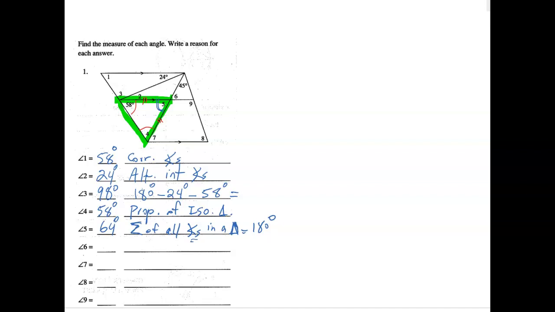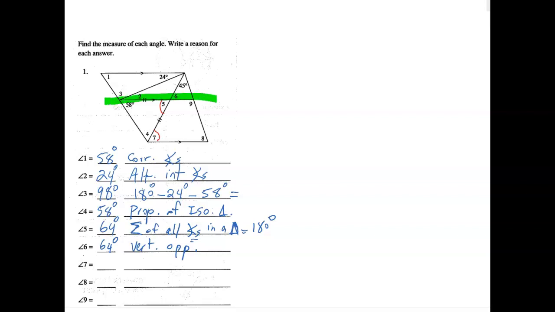Angle 6 basically is vertically opposite to angle 5. That's 64 degrees. So that's vertically opposite angles. They're equal to each other. And once we have that, that's done. Angle 7. So angle 7 and angle 5 are alternate interior angles.